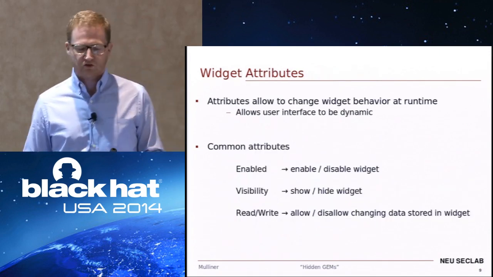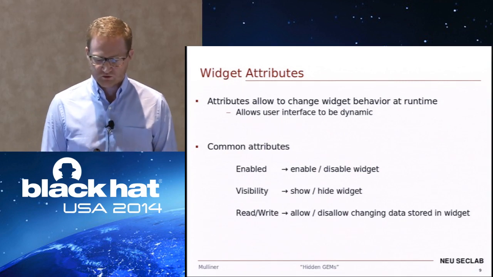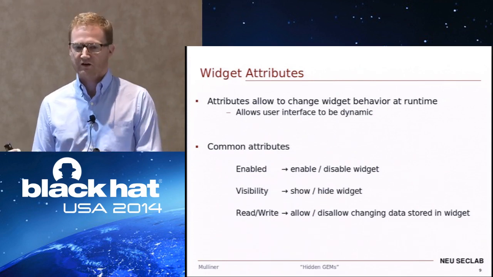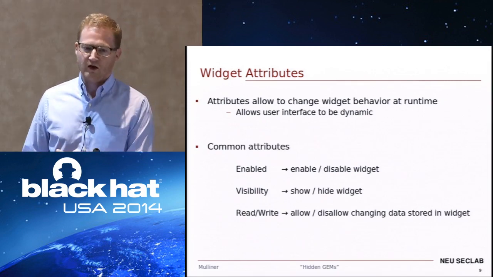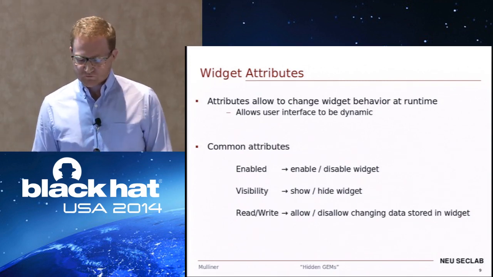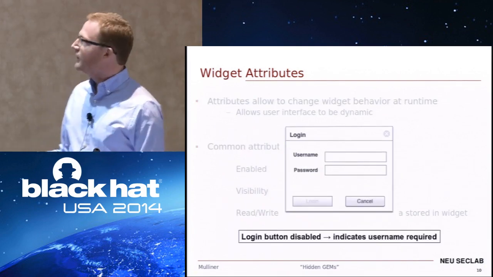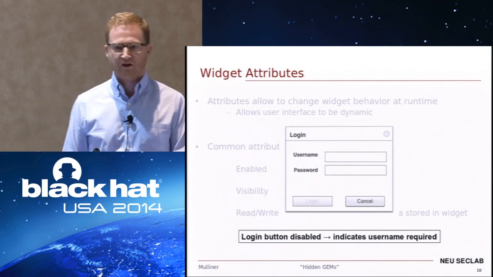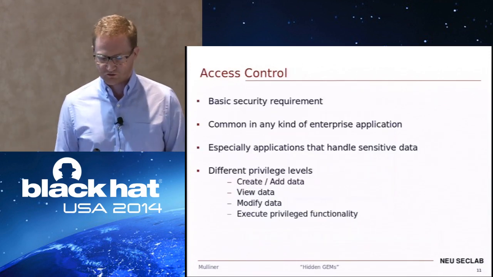All those widgets have attributes because you want to modify the behavior of a widget at runtime. You want to have a nice, dynamic user interface. Three common attributes are: you can enable or disable a widget, you can hide it or show it, and you can change some properties. If it takes any kind of user data, you can say this element can only be used to view data, so the user can only look at stuff but not change it, or the user can also change it. This is really built for making nice, smooth user interfaces. For example, a very common thing: you have a login screen, you have to type your username and password, and the login button is disabled until the UI sees there's actually stuff entered there. It gives you visual feedback on how you're supposed to use this application.